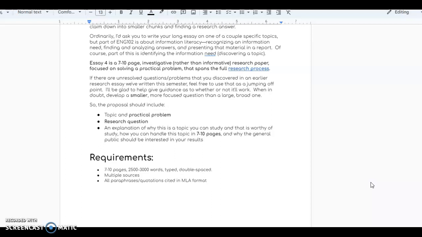If there are unresolved questions or problems that you discovered in an earlier research piece that you want to focus on more, you can use that as a jumping off point. I will be glad to give you guidance as to whether or not it'll work. This is an opportunity, again, for you to sort of go back and forth with me about possible topics. When in doubt, go smaller and more focused rather than a large, broad one.